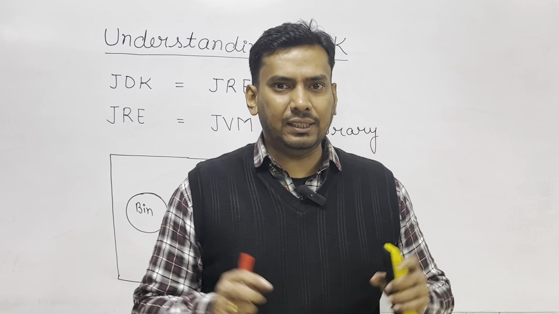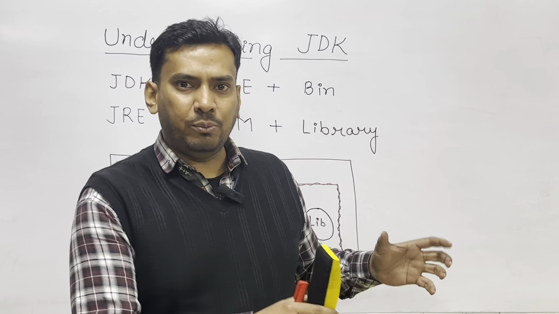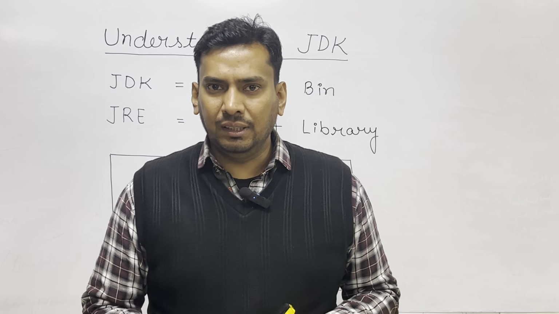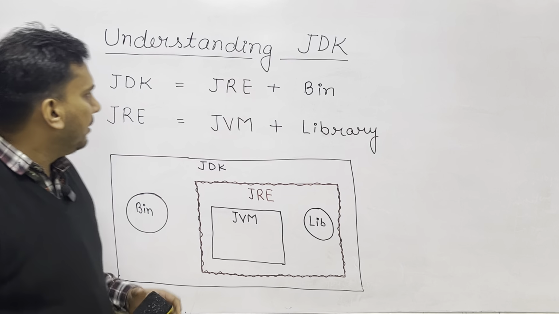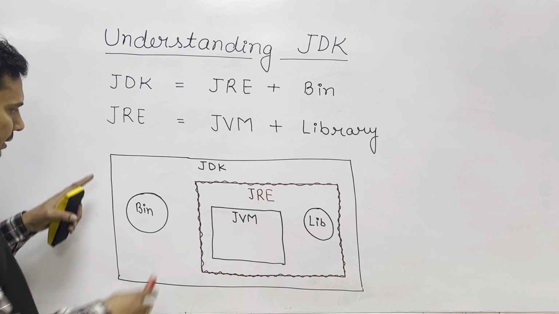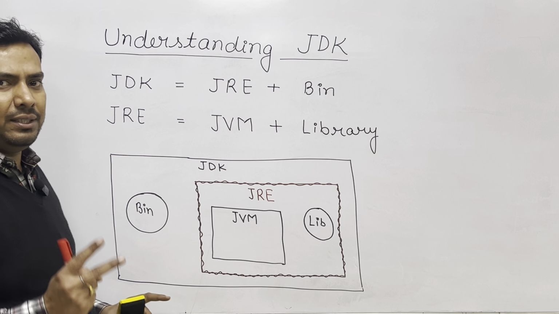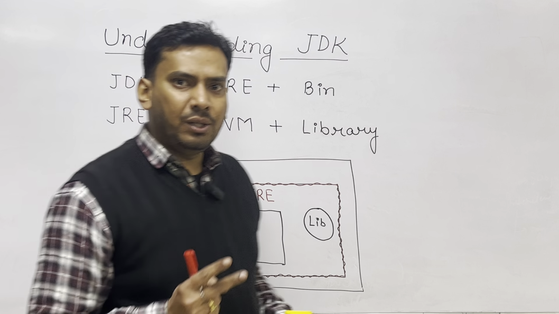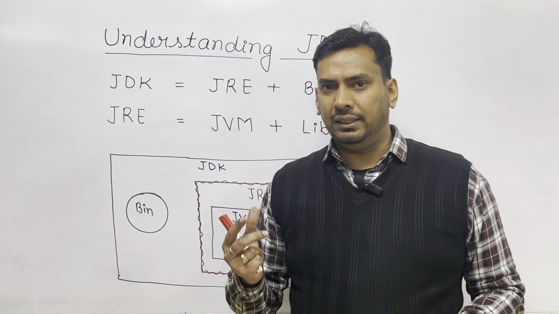So let us understand the internal details of JDK and what kind of components are there in that particular JDK software. So let us start with the video. So I have drawn a diagram here, block diagram of JDK. So this JDK contains primarily two important components. One is called JRE and the second is called bin.